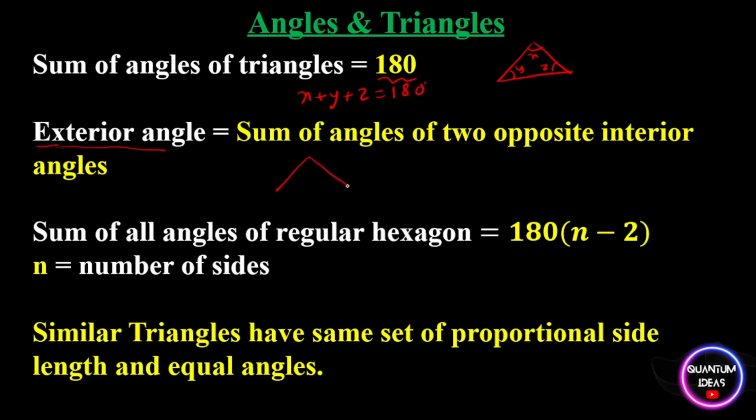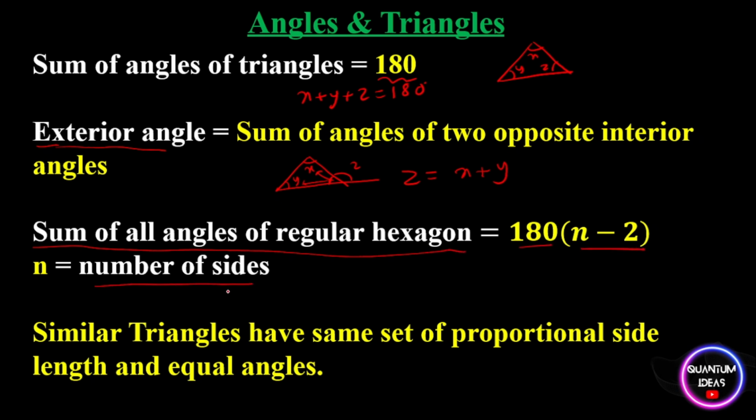So let me draw the figure. You can see here, this is angle, let's say x, this is y, and this is z. So this z is the exterior angle, and z equals the sum of not this angle but the two opposite to it, x and y. So the exterior angle is equal to the sum of the two opposite interior angles, that is x plus y. Okay, this is called the exterior angle property. And the sum of all angles of a regular polygon is 180 degrees times (n minus 2), where n is the number of sides. Okay, you have to understand that.